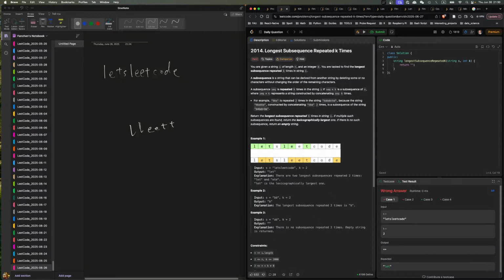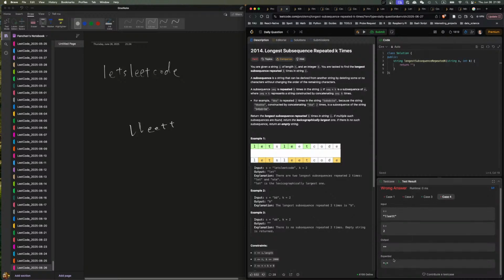See, that test case, is that TT? Oh, no, it's not TT, it is T, right? It's not LET, so that makes sense. So basically, what you want to do is divide this into K subarrays, right? And within each subarray, you need to have the same subsequence.